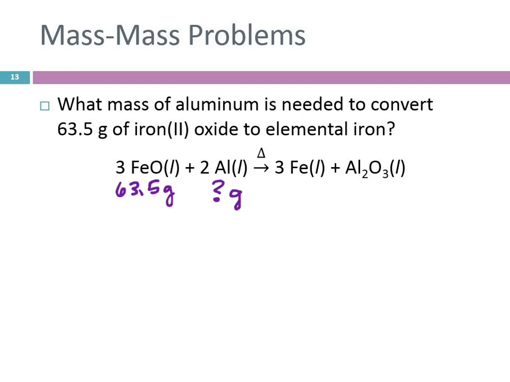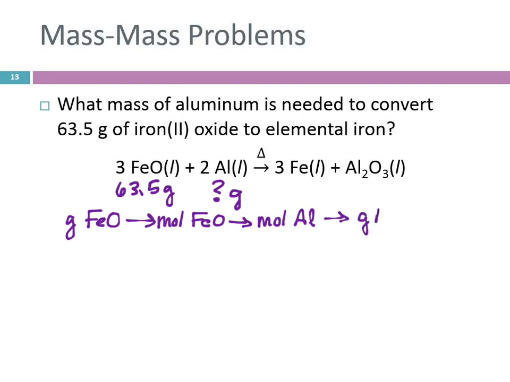And then I'm going to write out my path. Especially when you're first starting to do these, you should write the path out. So I'm starting with grams of FeO, grams to what? Moles. So I'm going to convert that to moles of FeO. And now I'm going to convert moles of FeO to moles of aluminum. And from moles of aluminum, I can calculate grams of aluminum.